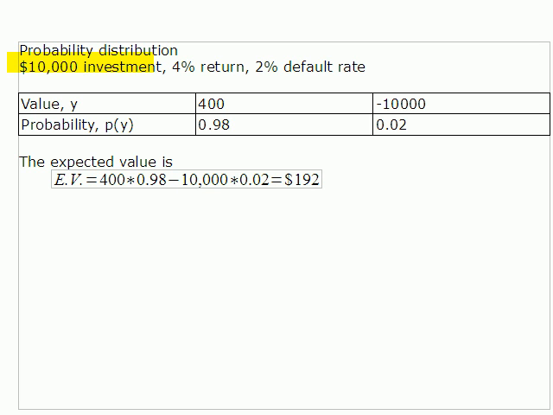Okay, $10,000 investment, 4% return, that's here. Here's my potential loss of $10,000. 2% default rate in decimal, 0.02. Then the probability that it's going to go well is 0.98. The expected value is 400 times 0.98 minus 10,000 times 0.02, and the expected value from this is $192.